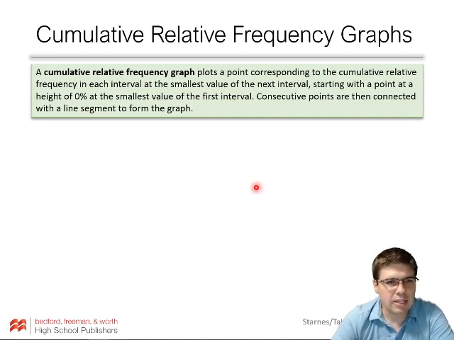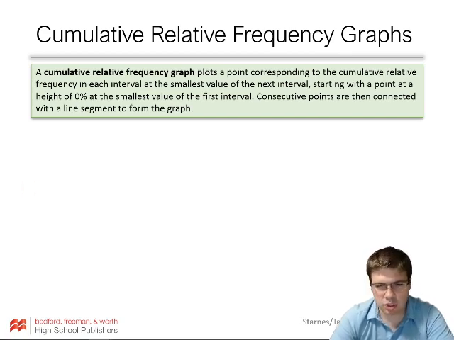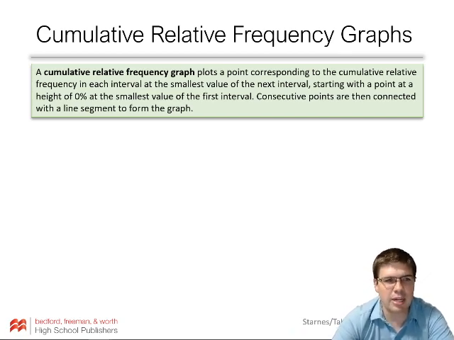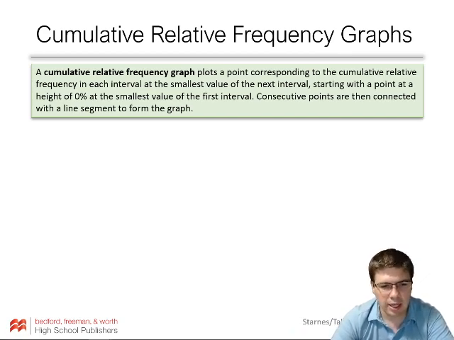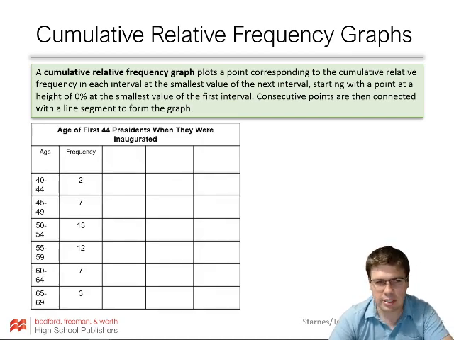And so we look at those, and we start at 0% for the smallest value. The cumulative relative frequency up to that point is 0% of the data, and we end up at 100% of the data. And we see how we get through the data as we go through it. So let's take a look at an example with some frequencies.